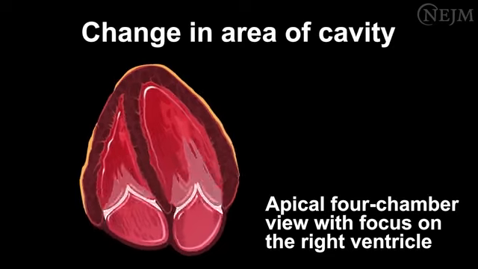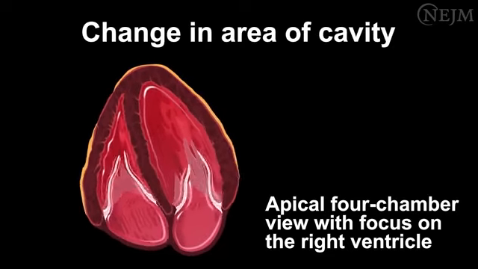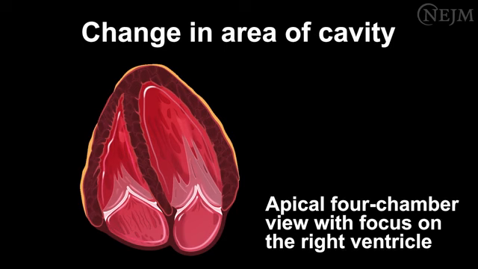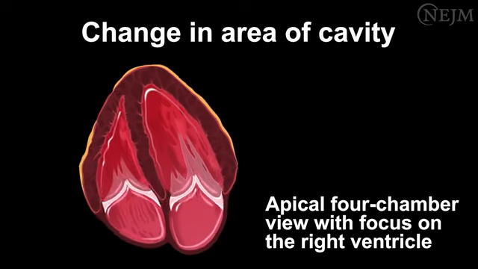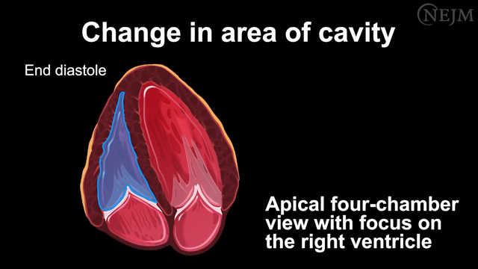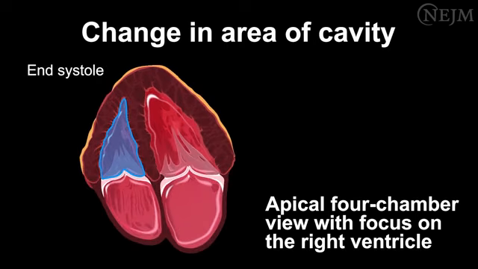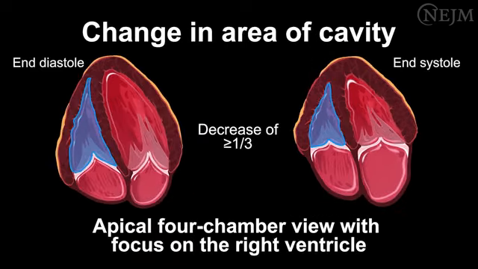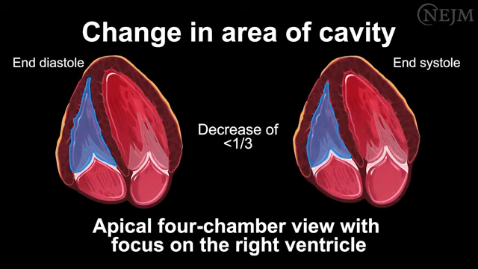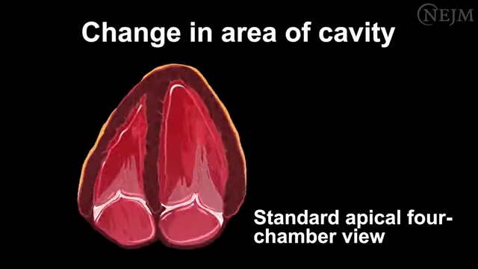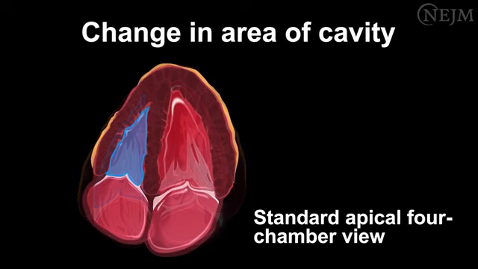Change in the area of the cavity is best evaluated in the apical 4-chamber view with focus on the right ventricle. The space enclosed by the endocardial border, excluding the papillary muscles and trabeculae, represents the area of the right ventricular cavity. The fractional decrease in the area of the cavity from end diastole to end systole during the same cardiac cycle yields the estimated change in the area of the cavity. A decrease of at least 1/3 suggests normal right ventricular systolic function, whereas a decrease of less than 1/3 suggests reduced function. The change in the area of the cavity should also be evaluated in the standard apical 4-chamber view.